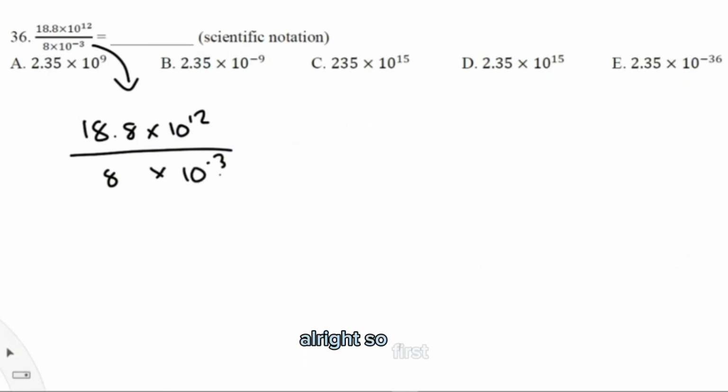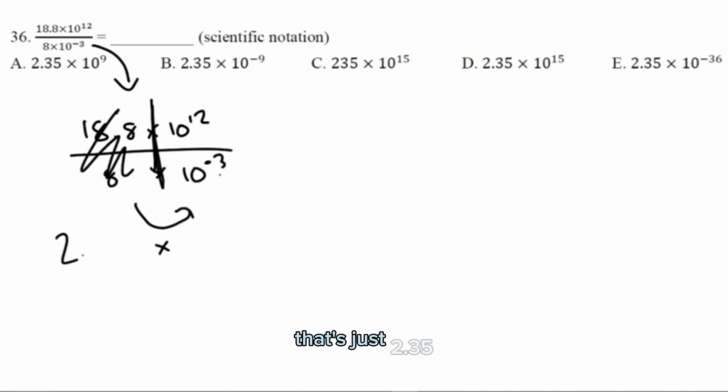Alright, so first let's break this up into 18.8 divided by 8 multiplied by 10 to the power 12 divided by 10 to the power negative 3. So 18.8 divided by 8, that's just 2.35.